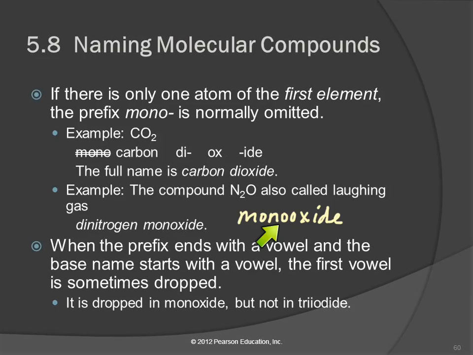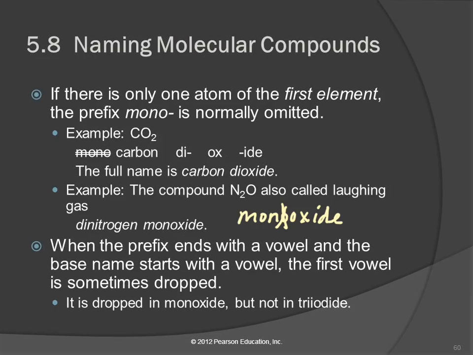When we have this O here, what it's saying here is when the prefix ends with a vowel and the base name starts with a vowel, the first vowel is sometimes dropped. So in monooxide, which looks like monoxide, we're going to drop the first O. Sometimes. I am not going to trick you on this, okay? Triiodide, you might expect that we would drop the first I, but no. And that one ends up with 3 vowels in a row, I-O.